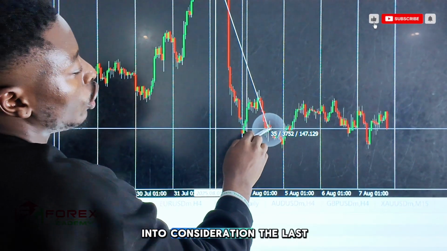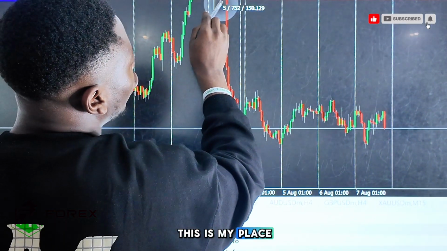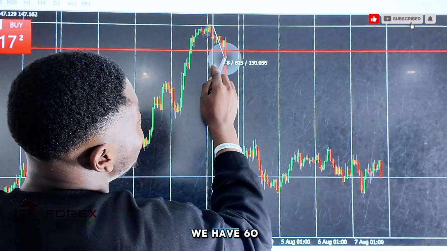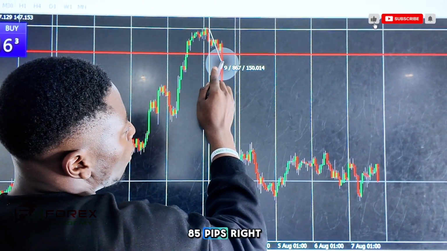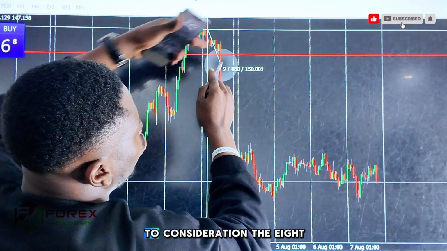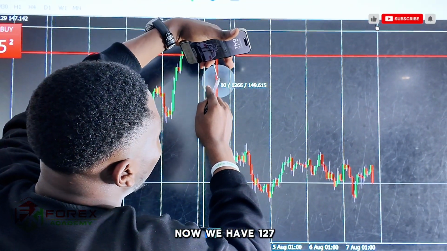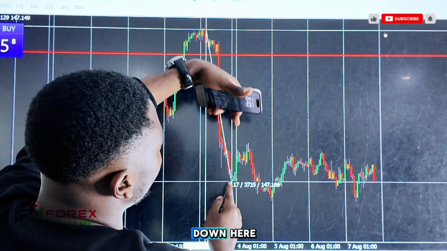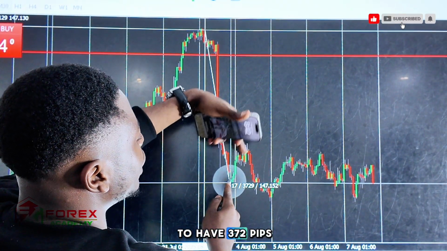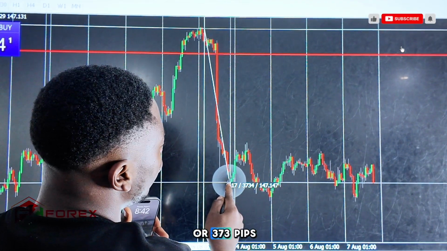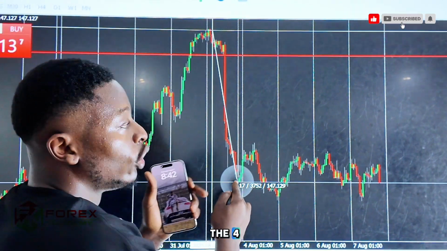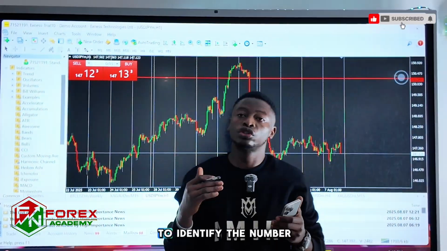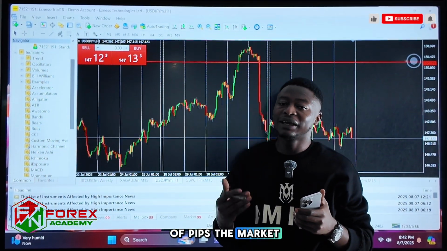Now, we don't take into consideration the last decimal place, which therefore means that if we are calculating our pips from this level to this level, we have 85 pips, right? Or 86 pips. We are not taking into consideration the 8. If you go down now, we have 127 pips. We are not taking into consideration the last figure. If you come right down here now, we are going to have 372 pips or 373 pips, not taking into consideration the 4. This is like a short form or a short way that you can actually use to identify the number of pips the market has moved.